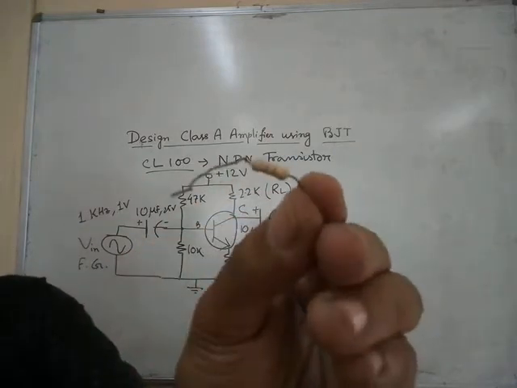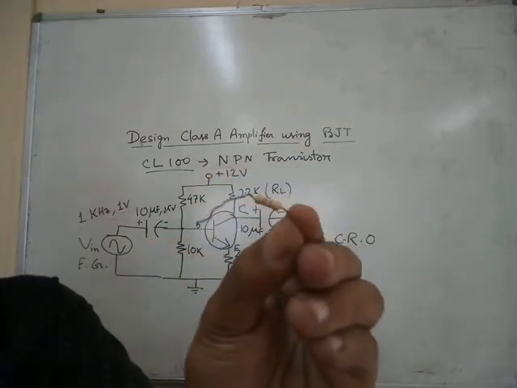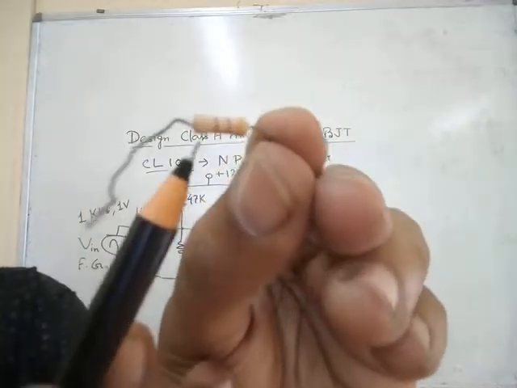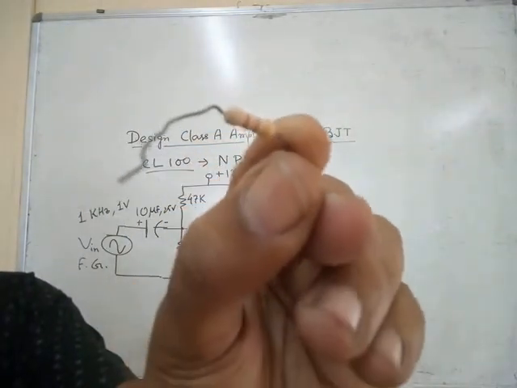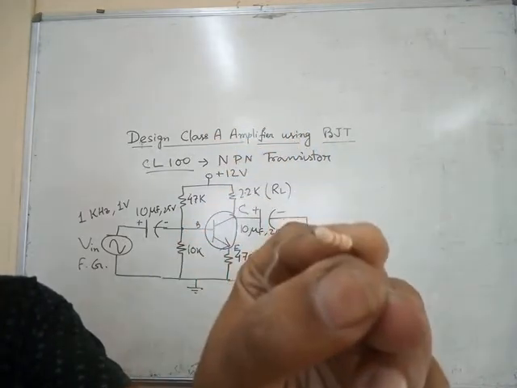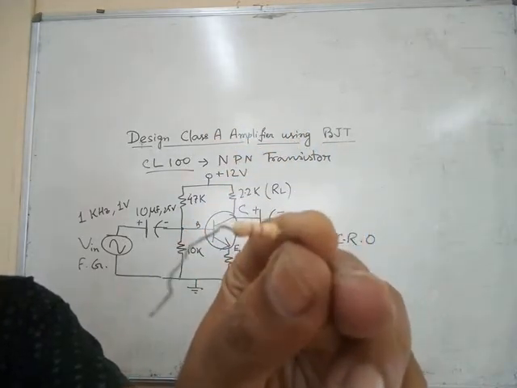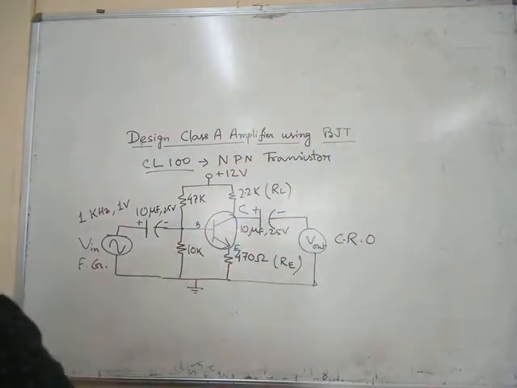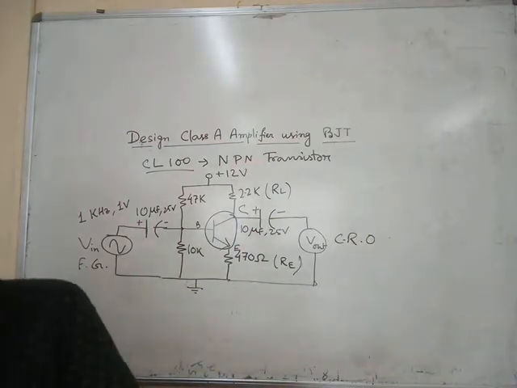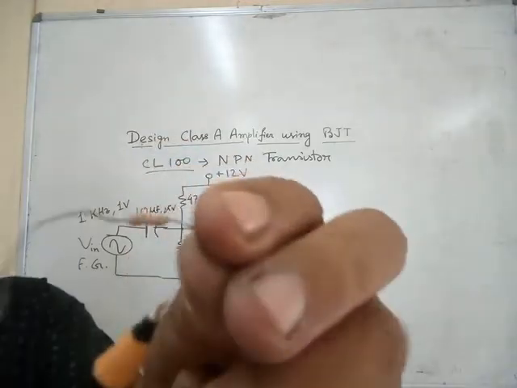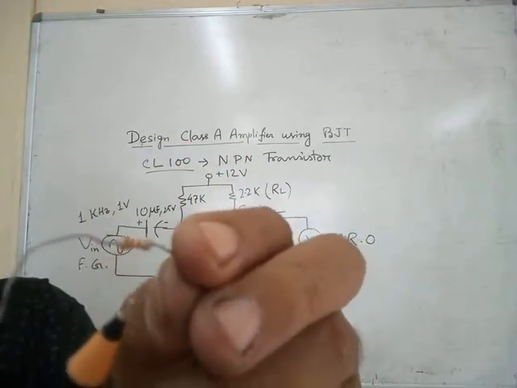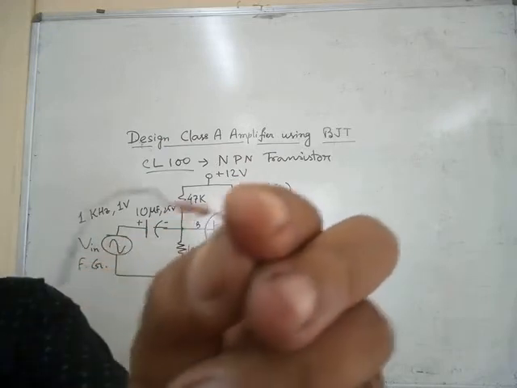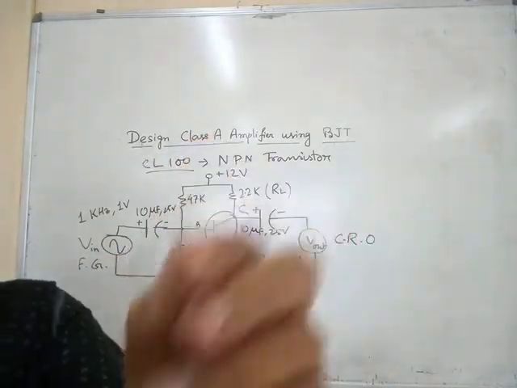Next, yellow, violet, brown. It is 470 ohm. You can see it is 470 ohm. Next resistor, it is red and red. So 2.2 kilo ohm.